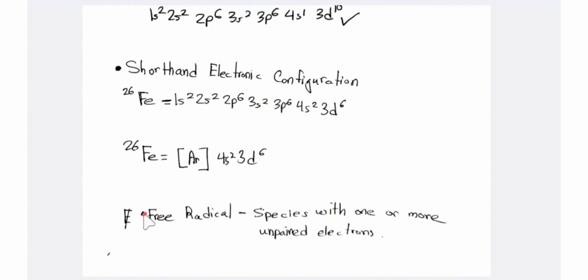Okay, so then free radical. A free radical is a species that has one or more unpaired electrons. You need to remember this statement: a free radical is a species with one or more unpaired electrons.